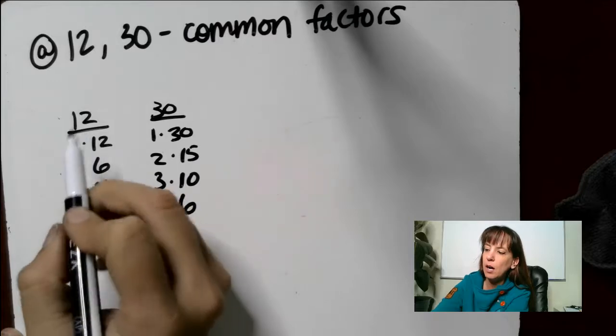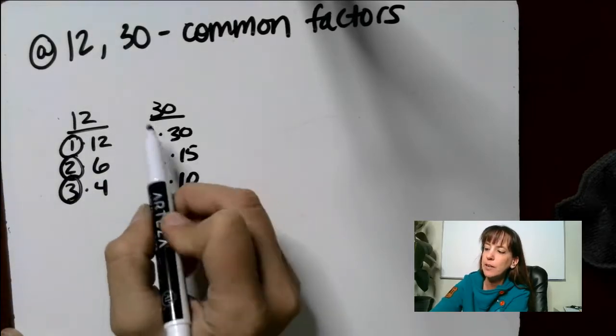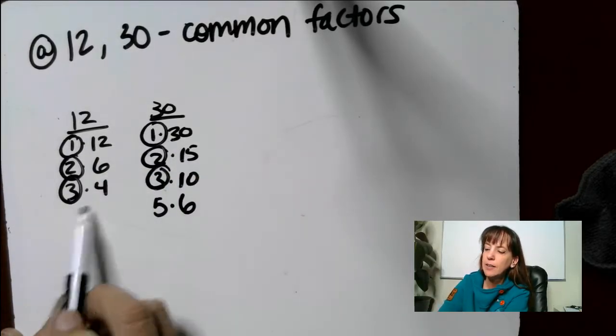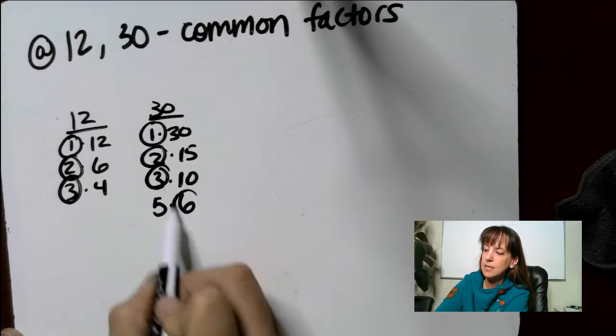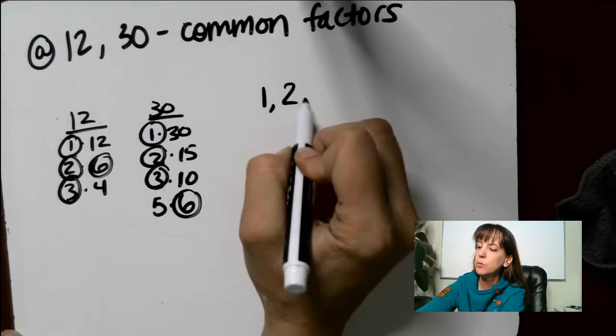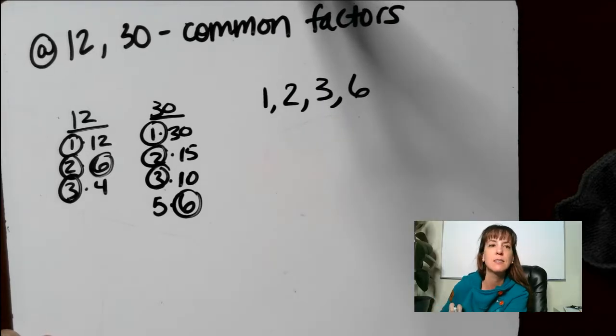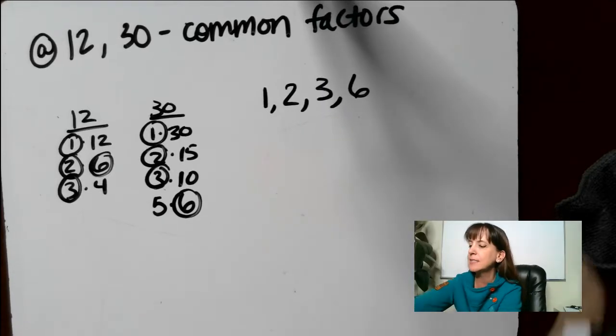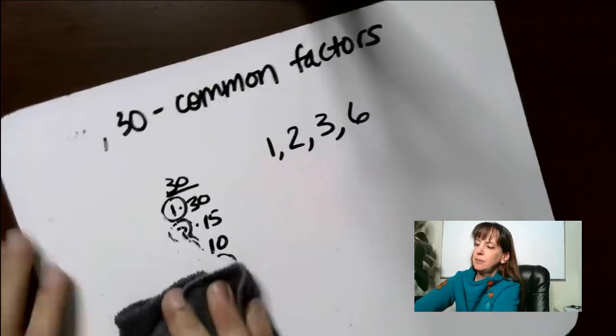Let's find our common factors. 1, 2, and 3, 4 and 6, 6, yes, not 12. So the common factors are 1, 2, 3, and 6. Your common factors are 1, 2, 3, and 6. Excellent.